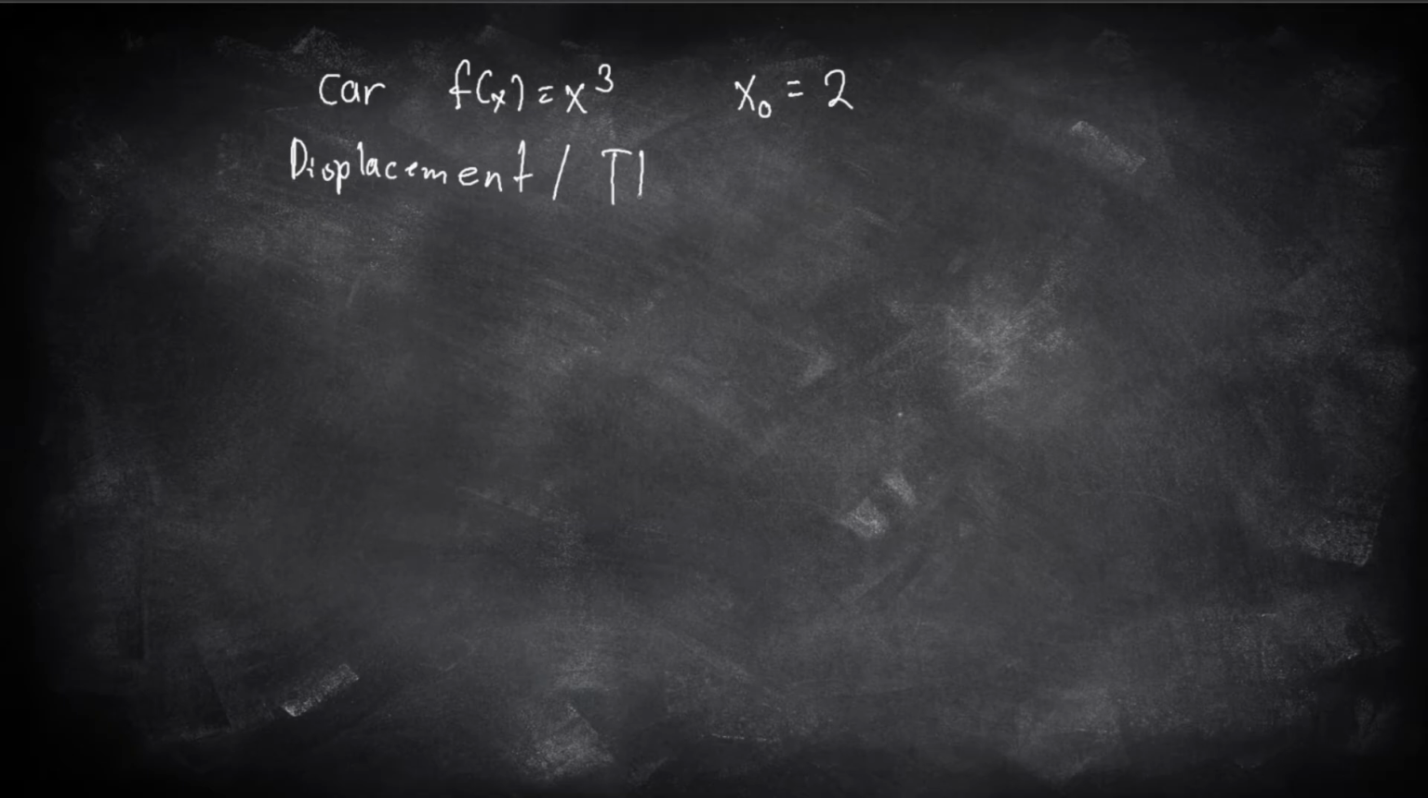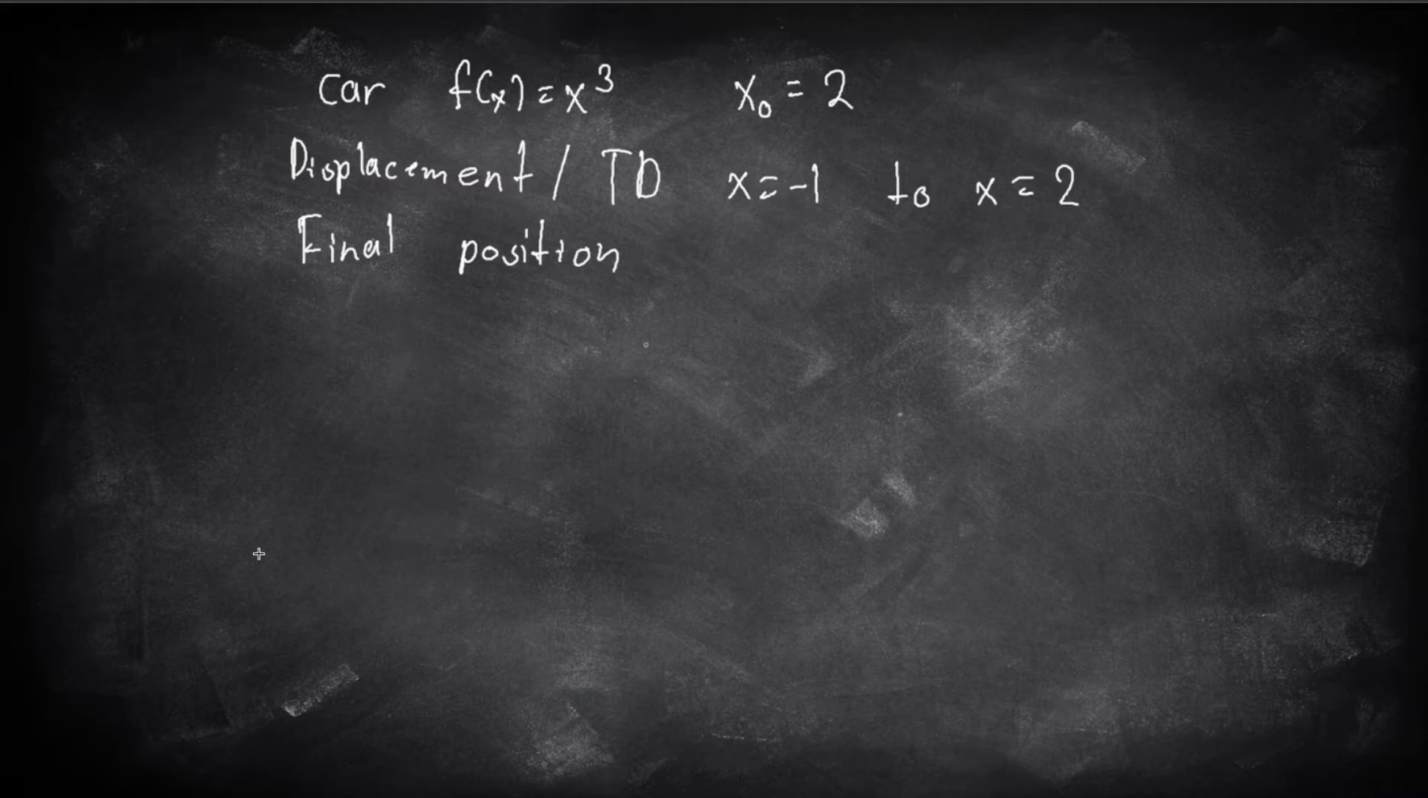To do this, let's try an example. So let's say we have a car that's moving at a rate of x cubed. And let's say its initial position, x naught, is at 2. So the question is, what is its displacement and total distance? I'll just write TD for total distance, from let's say x equals -1 to x equals 2. And then I'm going to ask for where the final position is.